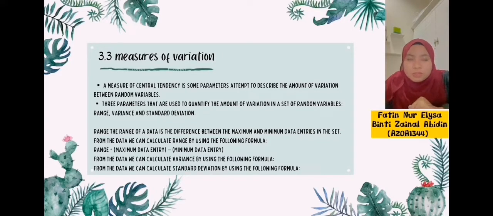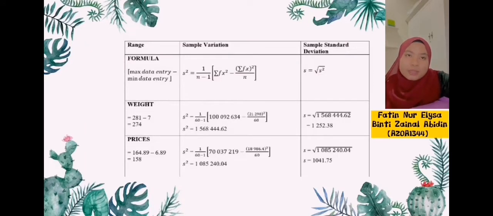Range of a data is the difference between the maximum and minimum data entries in the set. From the data, we can calculate range by using the following formula. Range is maximum data entry minus minimum data entry. And from the data, we can calculate variance and standard deviation by using the following formulas. As we can see in the column, the first column is range.